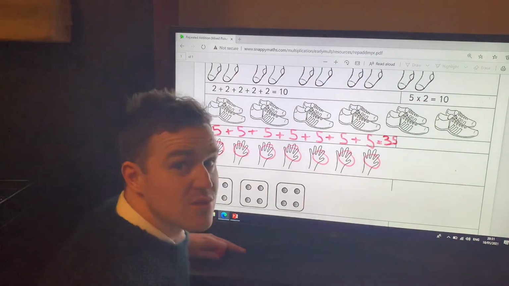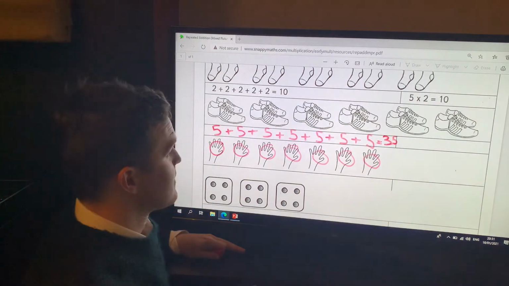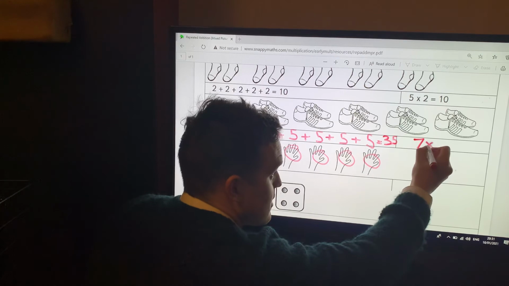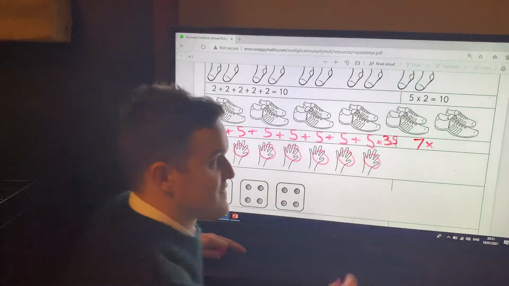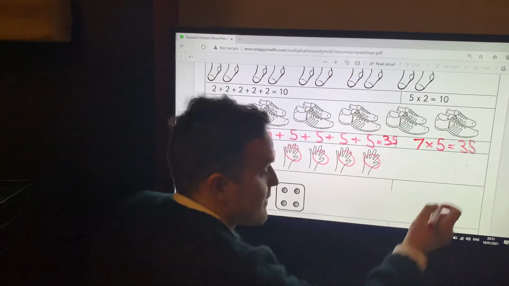And then as a multiplication sentence, I'm going to see how many groups I've got. So I've got 7 groups, 7 hands. Each hand has 5 fingers. 7 sets of 5 is 35.